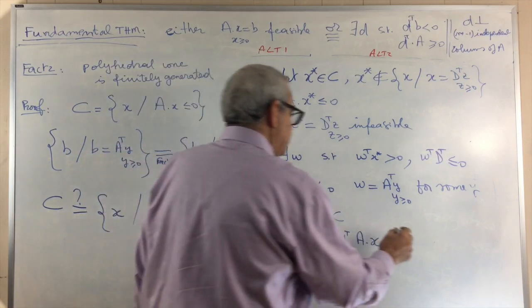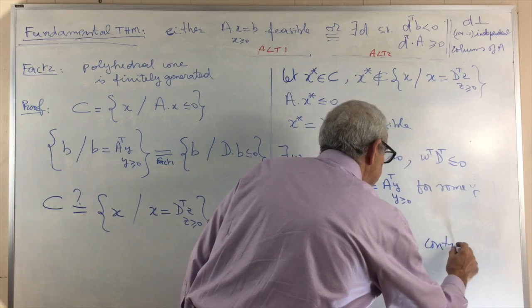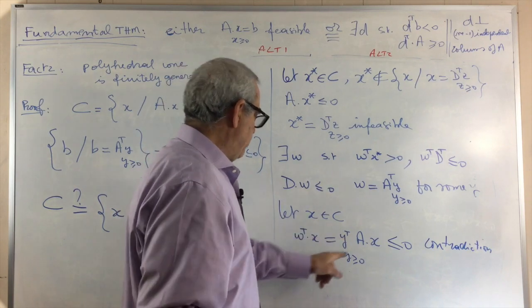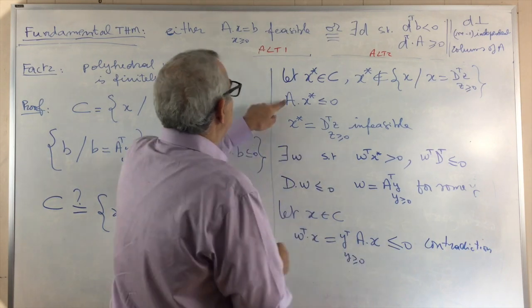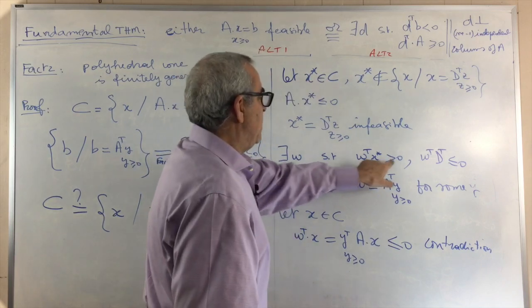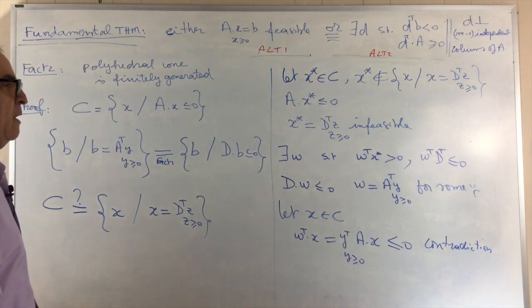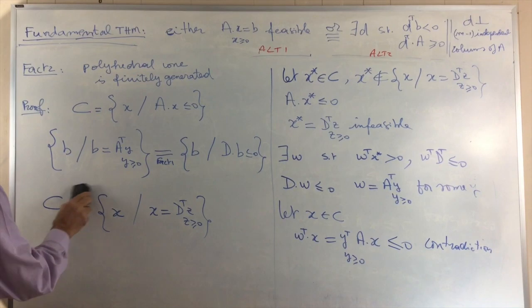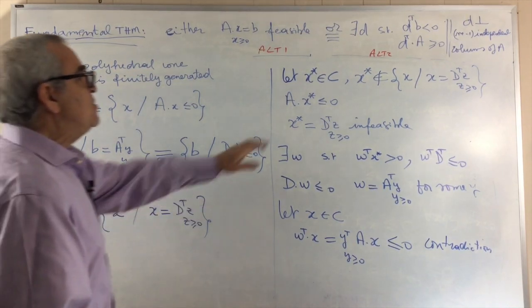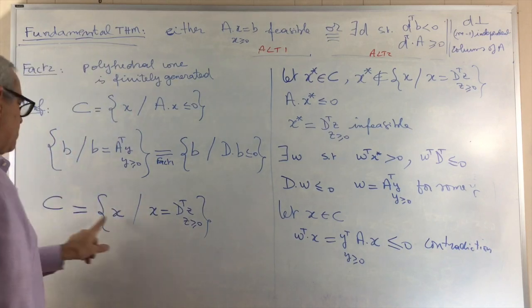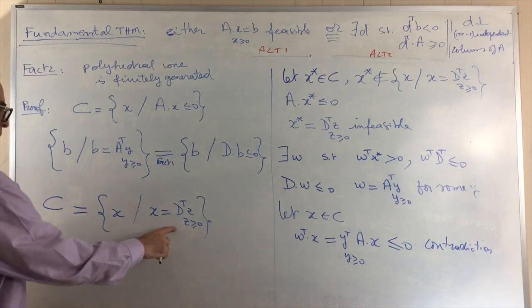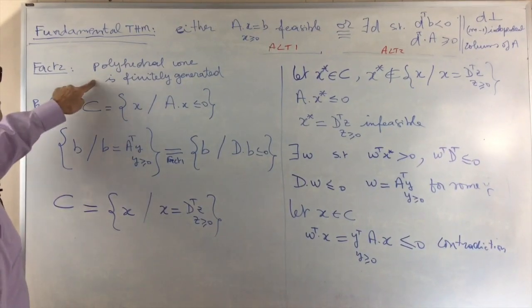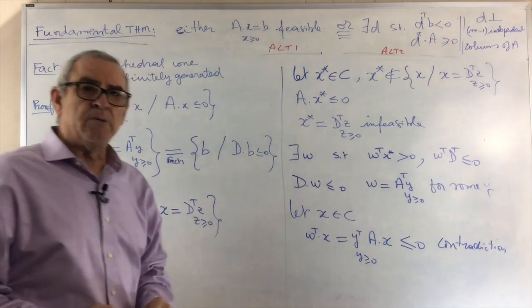And so here we arrive at a contradiction. Every x in C, w transpose x is less or equal to 0. But here we have an x star in C, and w transpose x star is greater than 0. So that's a contradiction. And therefore this statement is false. So therefore C is equal to this set. And this set is a finitely generated cone by the columns of d transpose. And therefore this completes the proof that any polyhedral set is finitely generated.